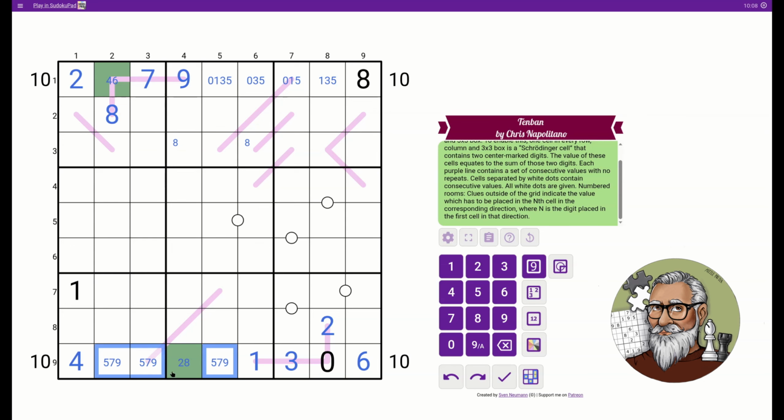Right. Oh, that's even better because these can't be 9. So this one is 9. Okay. And this one isn't 7. All right. That's really cool. Nice. Right. Sip of tea.